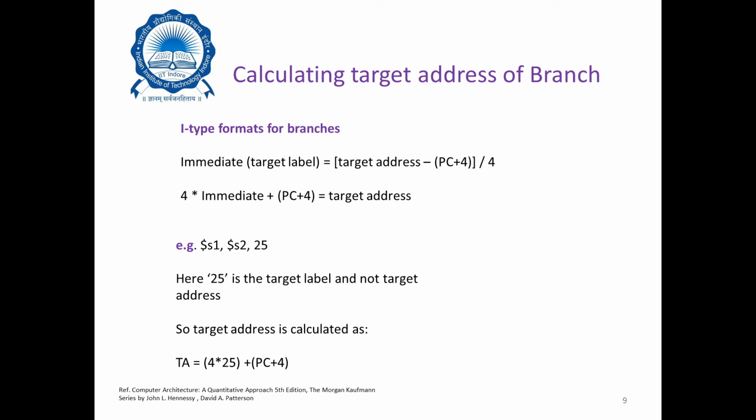So for example, if you have something like $S1, $S2, 25, where 25 is the target label and not the target address, right? The target address can be computed as follows: 4 times 25 plus PC plus 4. Here 25 is the value in the immediate field, plus PC plus 4 gives you the total value of the target address for branching.